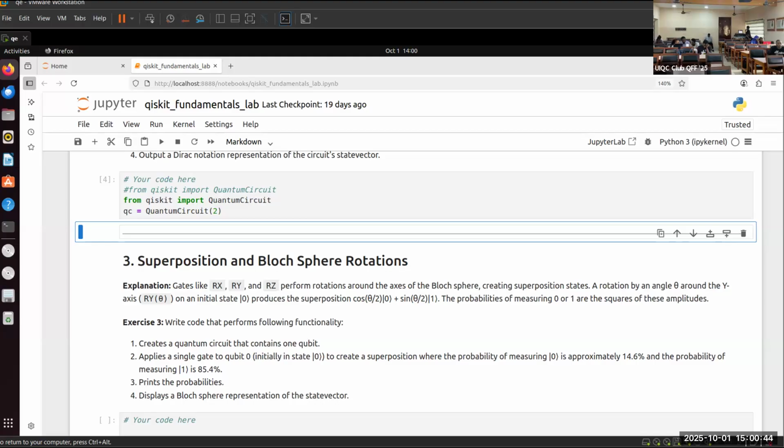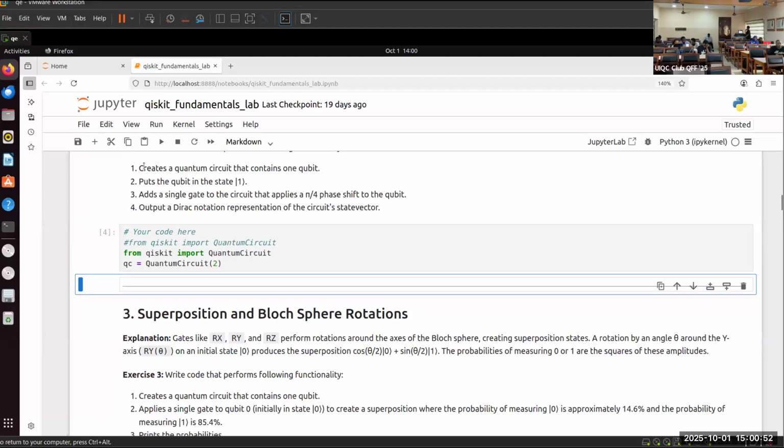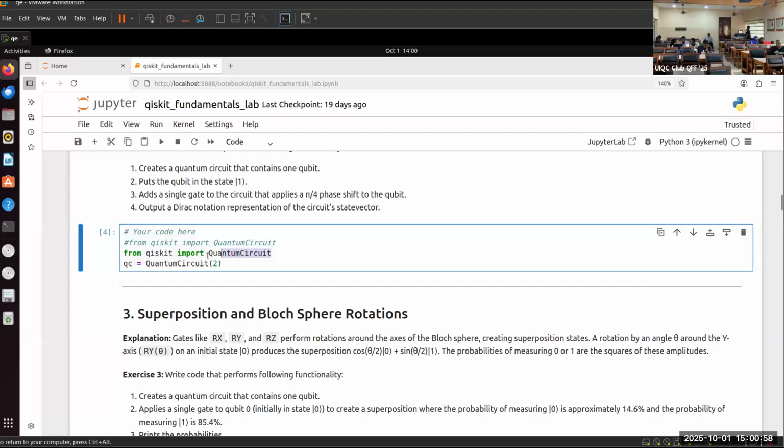So now we know to import, we're looking at the error, we are trying to correct them. But in this question: create a quantum circuit that contains 1 qubit. Now, I know there's a quantum circuit. This is the next thing I want to talk about. Then the next thing is, how do I create a quantum circuit? To create a quantum circuit is just for you to call on quantum circuit, just like I did here.